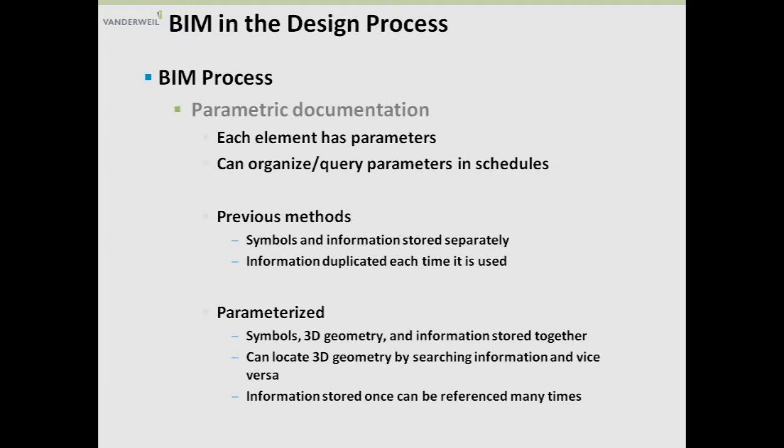You can also go to a schedule, and you can search for information. I want to find a light fixture that has this property, and you can search for it, locate it, have it show you in 3D where it is, or you can click on something in the 3D model, or a plan view, and have immediate access to all that information. They're all stored in the same place. And so this information is stored once and referenced many times, so you only have to make that change once.